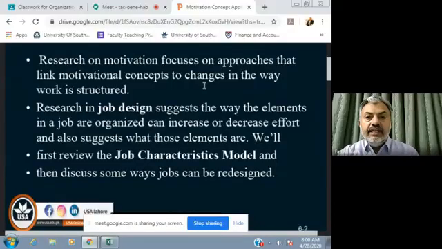So research in job design suggests that the way the elements in a job are organized can increase or decrease effort. We will first review the job characteristics model and then discuss some ways jobs can be redesigned, because if the jobs become boring, then they have to be redesigned.